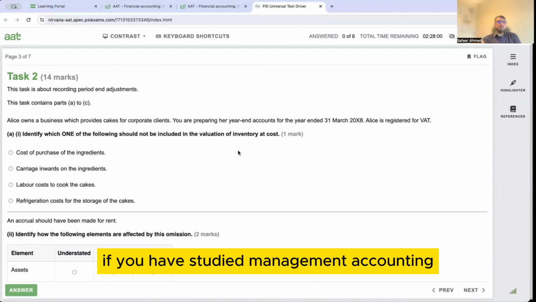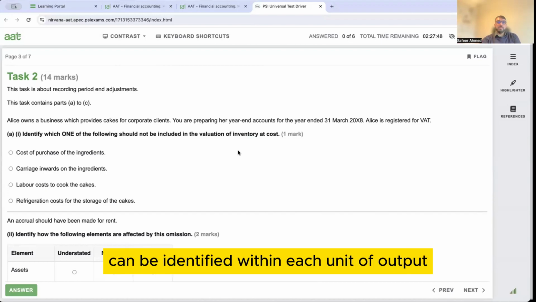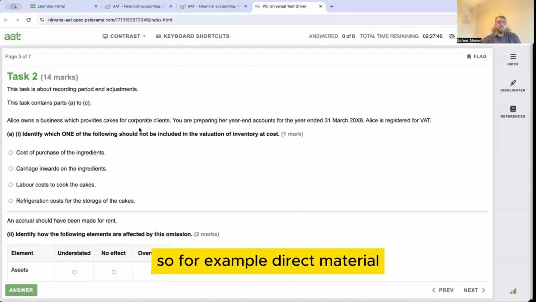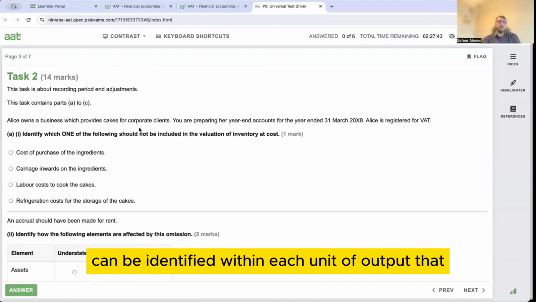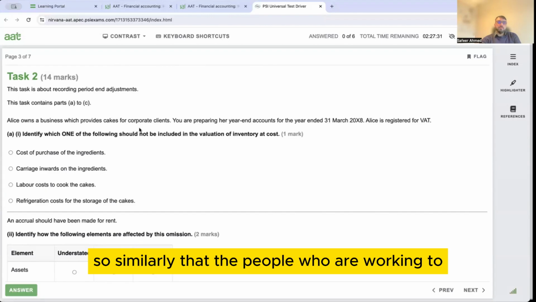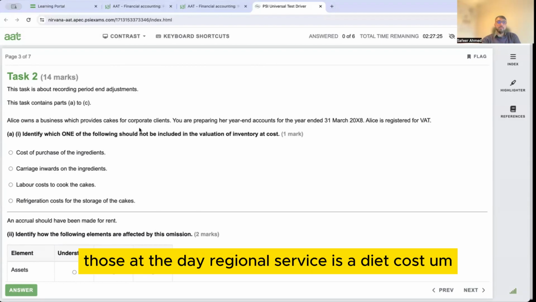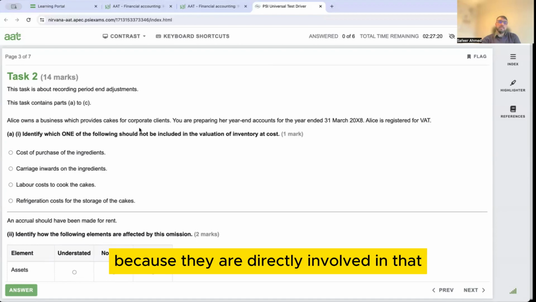And direct cost, if you have studied management accounting, remember, is a cost which can be traced in a unit of output, or a cost which can be identified within each unit of output. So for example, direct material can be identified within each unit of output, how much it has cost us to produce one unit, how much material. Similarly, the people who are working to convert raw material into finished goods, their wages and salaries are a direct cost because they are directly involved in that.